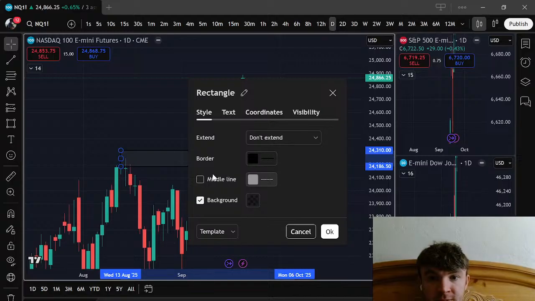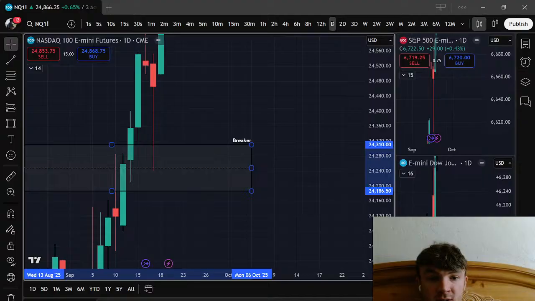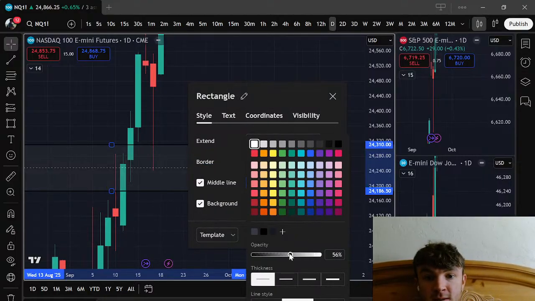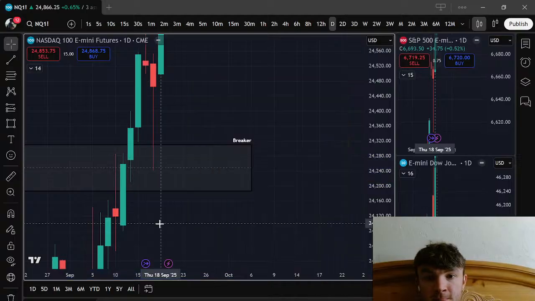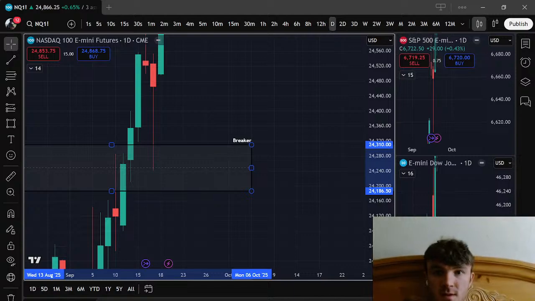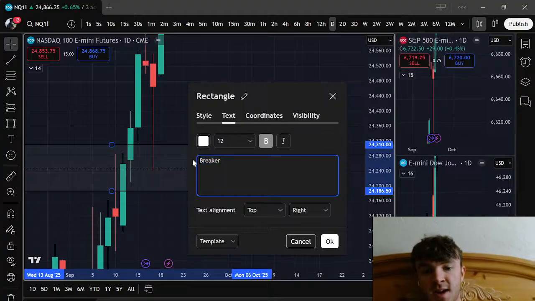So I'm going to put this in Saturday. But as well, we tap consequent encroachment, not perfectly, but we do tap it pretty well, of this daily breaker. Once again, what's consequent encroachment, guys? Consequent encroachment is just midnight.